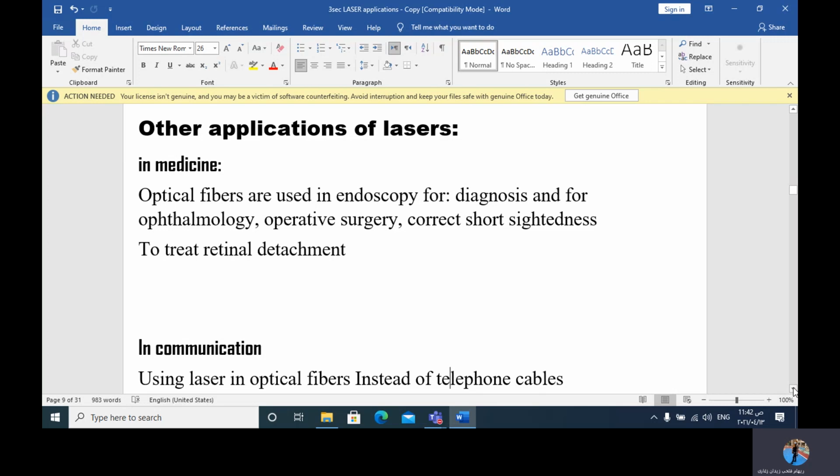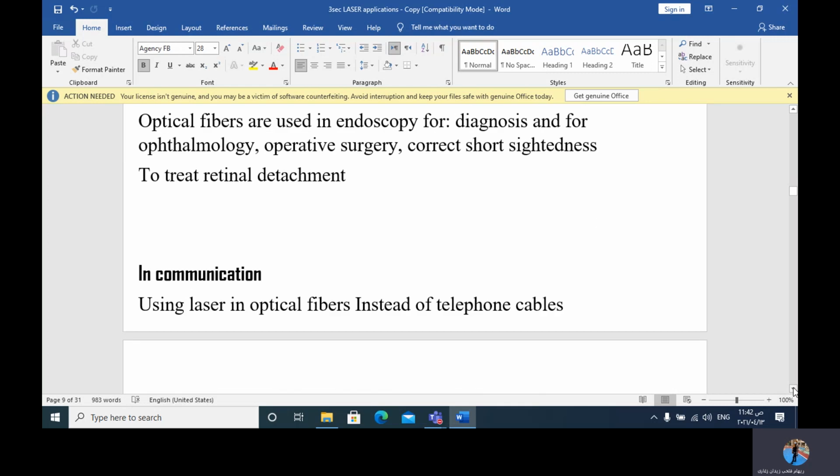Before, it was a hard operation, but now they can use the laser, not to reconstruct, but to attach the retina back to its normal place. So to bring the retina back to its normal place, so that the person will see again using a very simple laser. Now, these are some of the applications in the field of medicine.